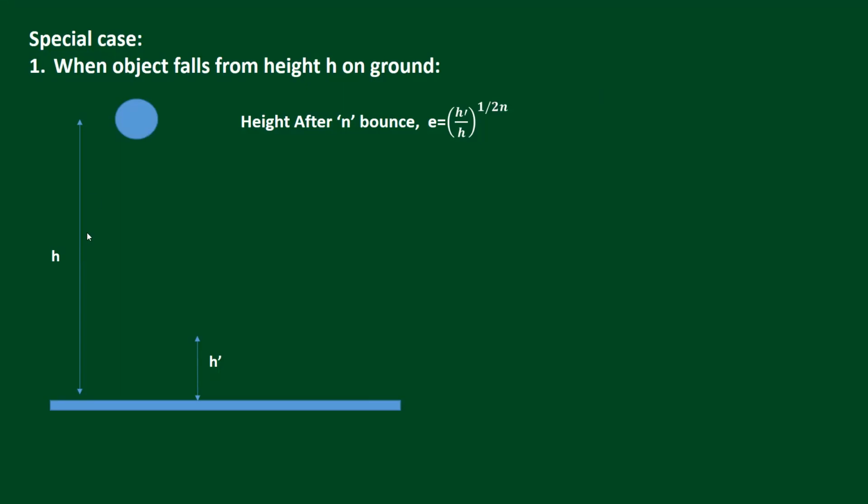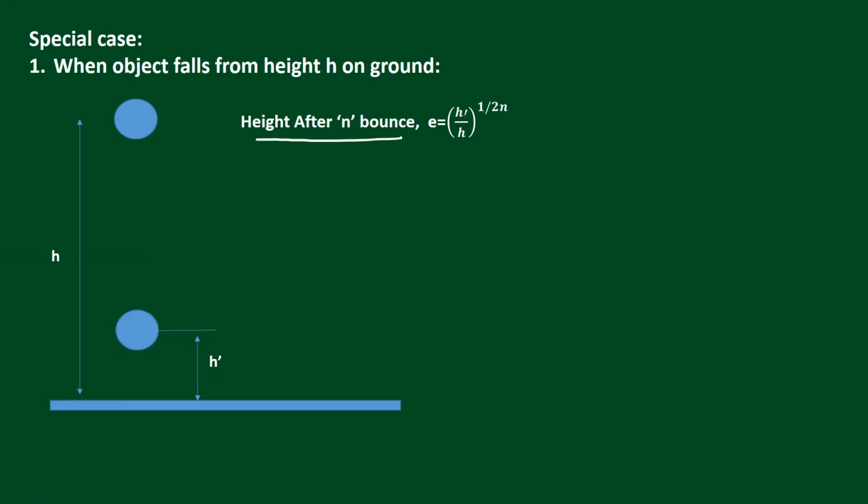You can see here, the object is initially at height h. It starts moving in the downward direction, collides with the ground, and achieves a certain height h dash after n number of bounces. So we can determine the h dash value from the initial value h and from the coefficient of restitution. We should know this relation.